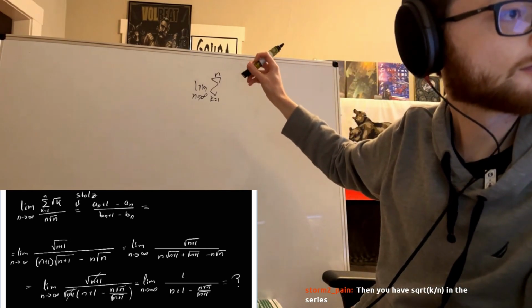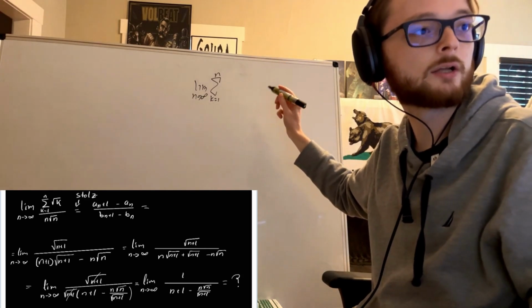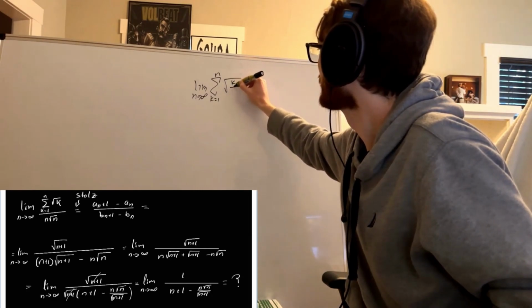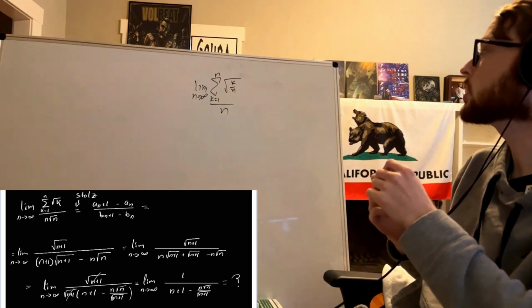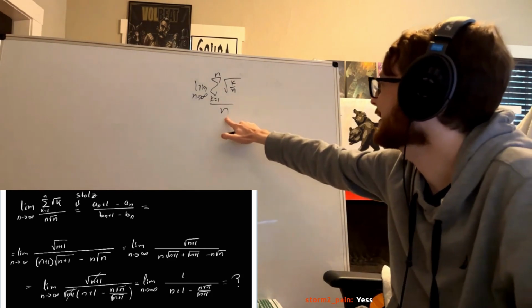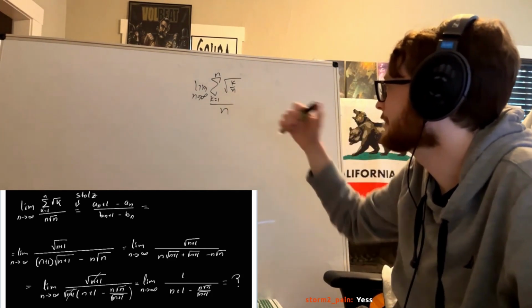Square root k over n in the series. Oh, and keep the regular n outside? Like that? Oh. That's like your delta x. And that's the value of the function.